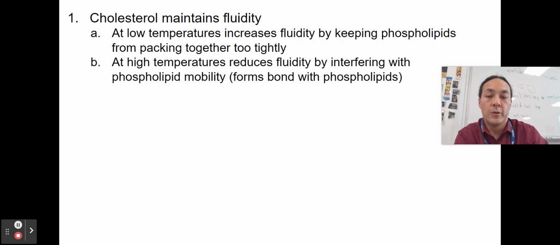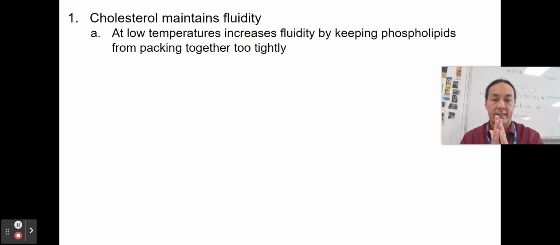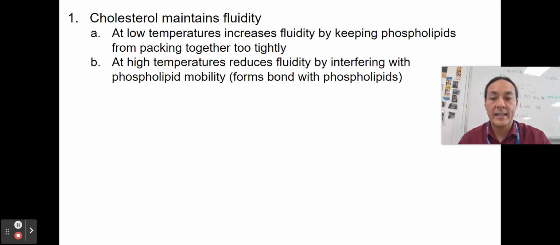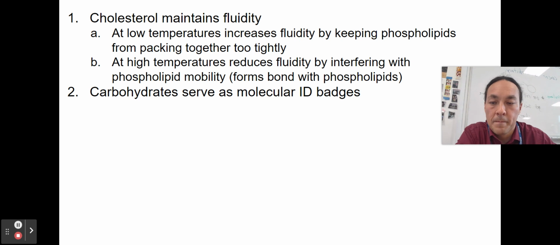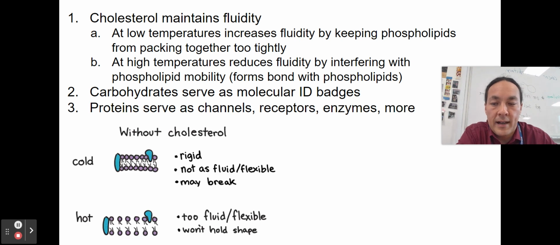It helps to keep it fluid. It helps to prevent the phospholipids from packing together too tightly. And at very high temperatures, it prevents them from being too fluid and melting apart by interfering with phospholipid mobility. So it's kind of like a buffer. You can think about it like a buffer from Unit 1. These carbohydrates serve as ID badges, and proteins can serve as channels, receptors, enzymes, and more. Here's a good picture from Khan Academy about a cell membrane with cholesterol and without.